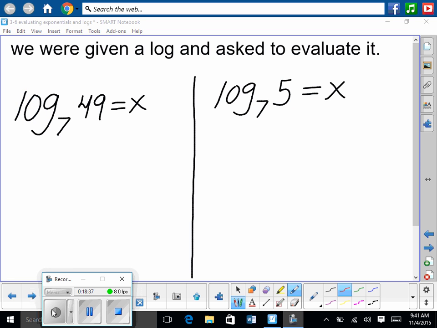Okay, so now McKay presented a good point to me because he said, well, you know what, Ms. Christensen? There's a log key on my calculator. Can't I use that of some sort? So fun fact for you.